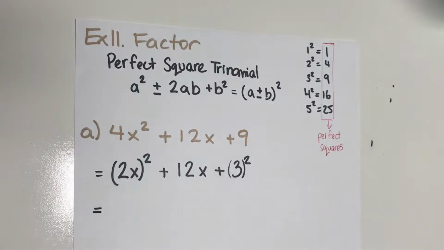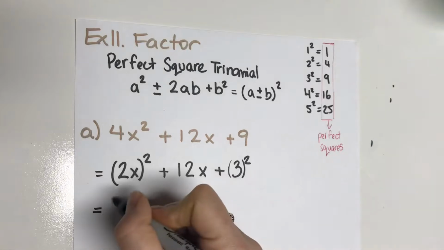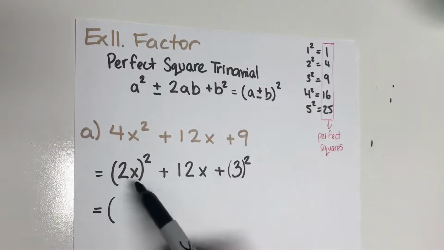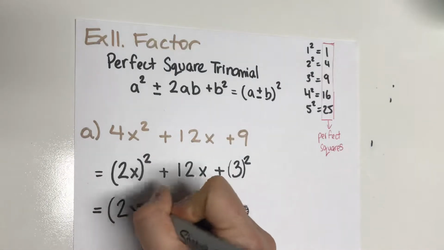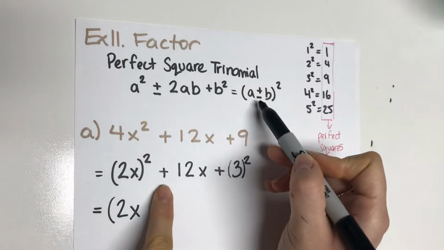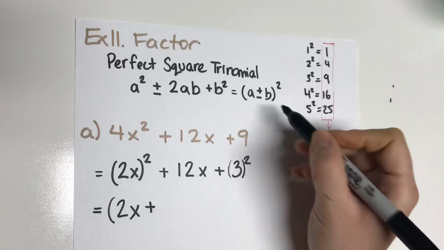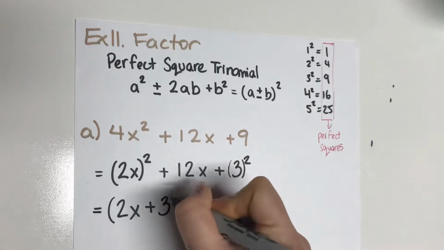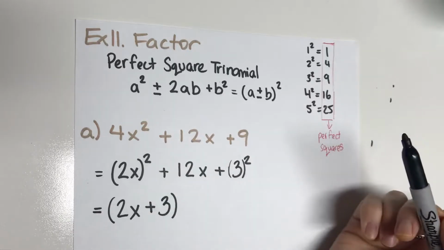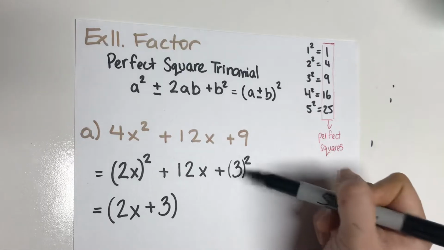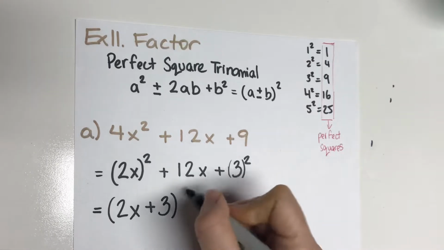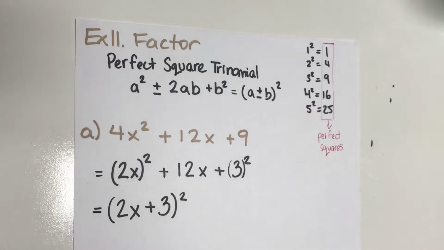And I can factor it by taking the a value, 2x. I look at the sign here, it's positive, so plus. And then the b value, which is 3. So the a and the b are the bases of these powers. Remember, base is the bigger number, and then the whole thing is squared.